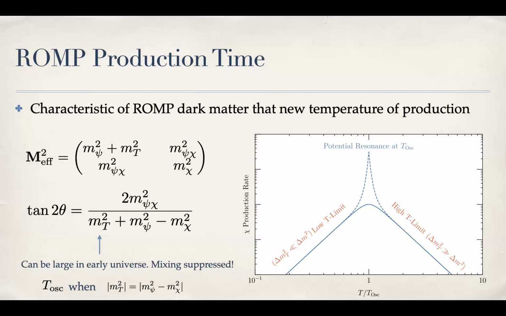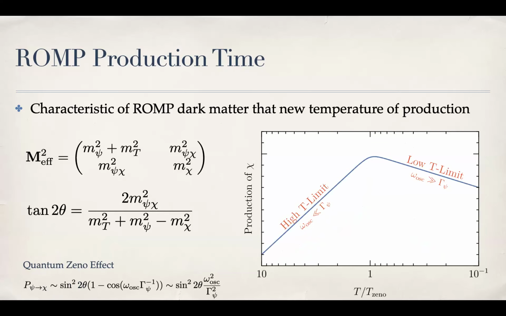Yeah, Kevin? You may address this later, but how does this story change when the interplay between the interaction rate and the oscillation rate is different? Yeah. So I'm going to take that right now. Oh, beautiful. Yeah. So there's a caveat to that. And this is another very nice feature about ROMPs. There's a different regime you can be in, which is called the quantum Zeno regime, right? Kevin, this is what you mean, right?